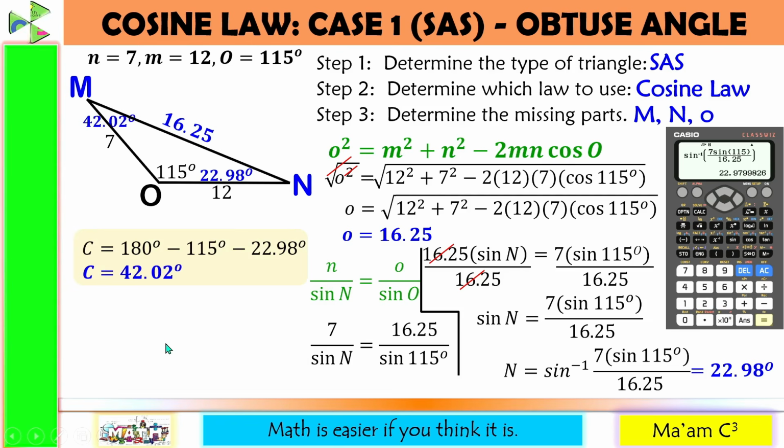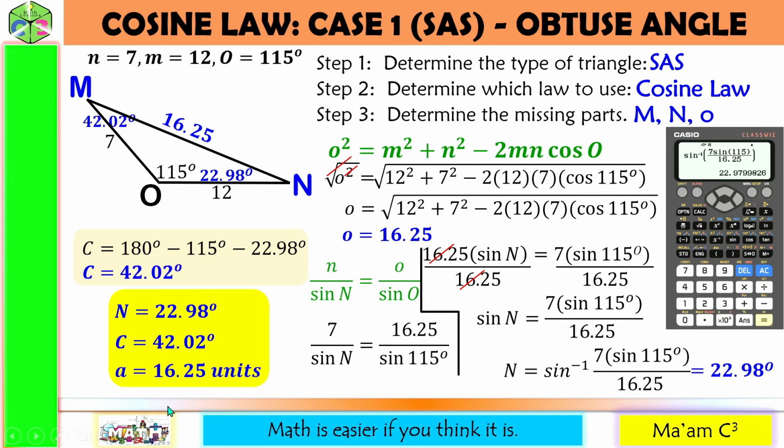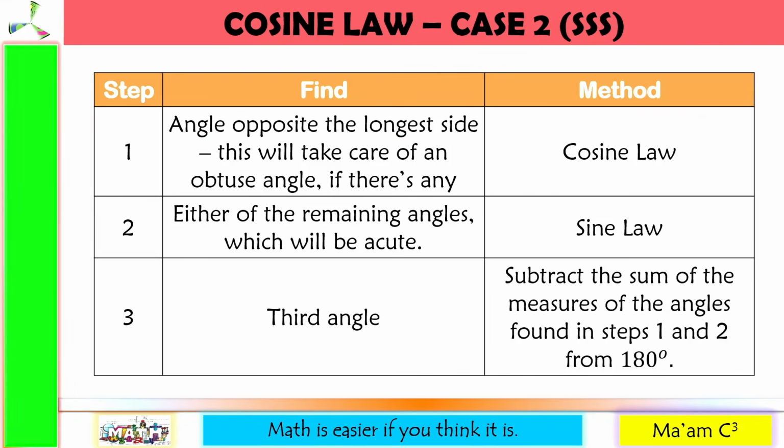For the summary, here are the angles and side that we were able to solve. This time, let us proceed to the second case of cosine law, and that is SSS, side, side, side. Here are the steps. Step 1, we're going to determine first the angle opposite the longest side. This will take care of an obtuse angle if there's any. And we can do this using cosine law.